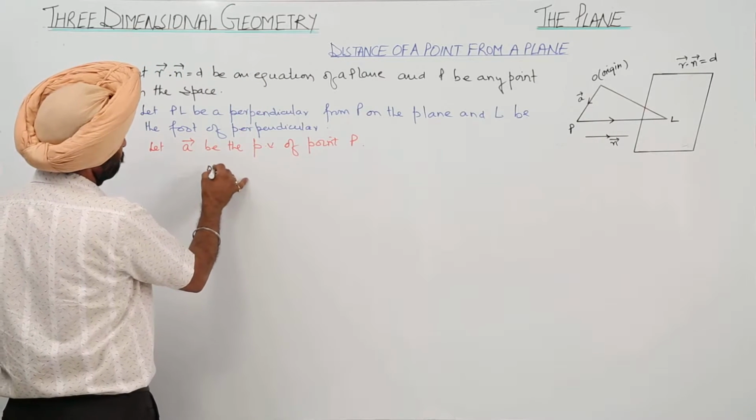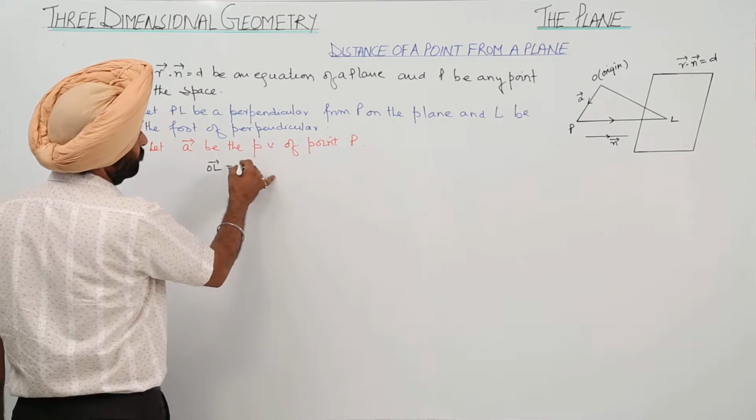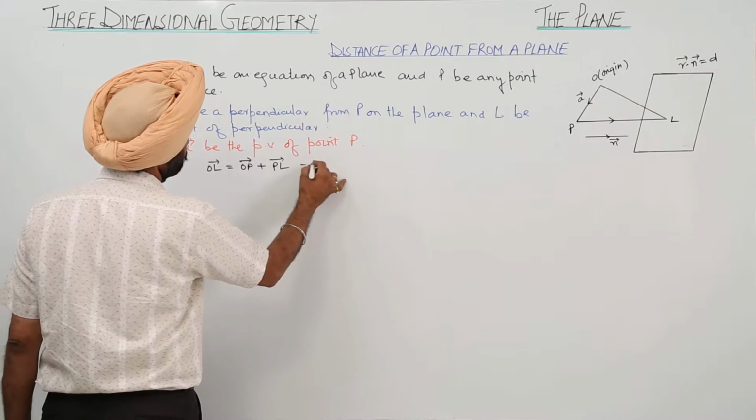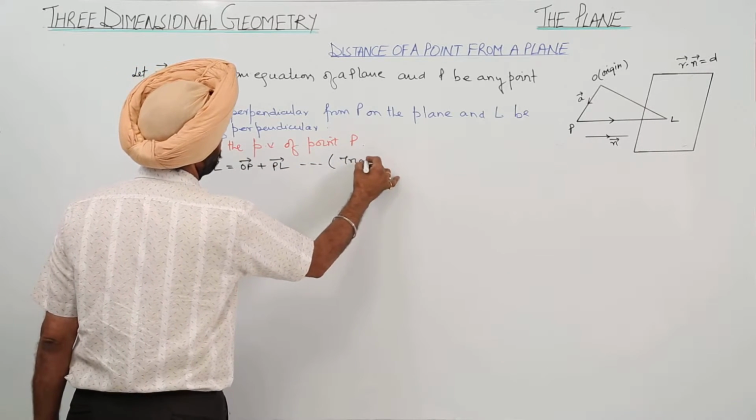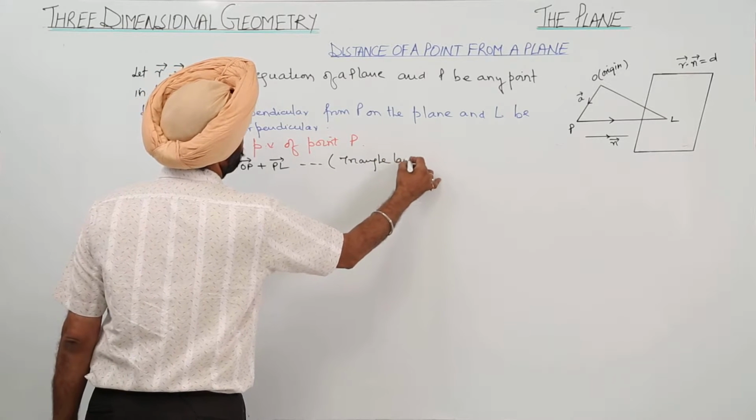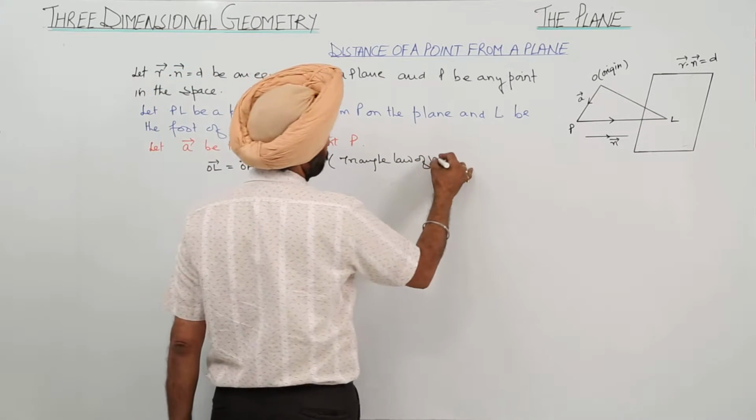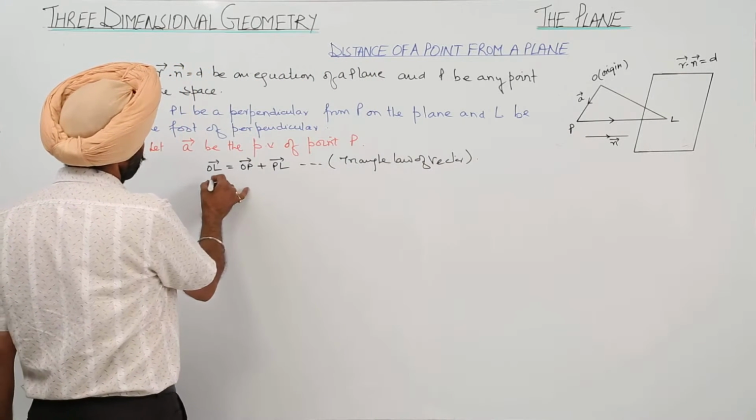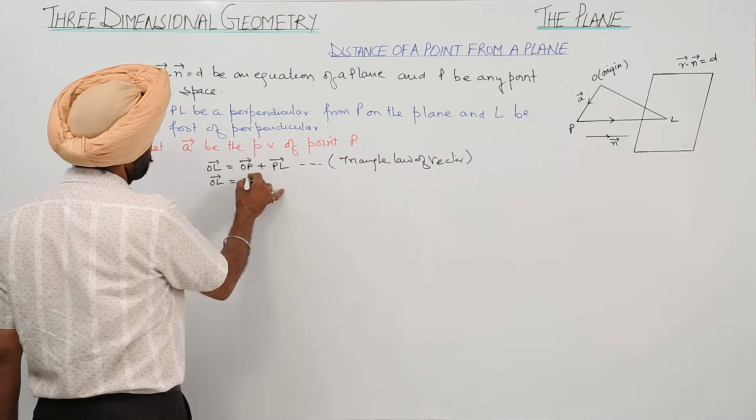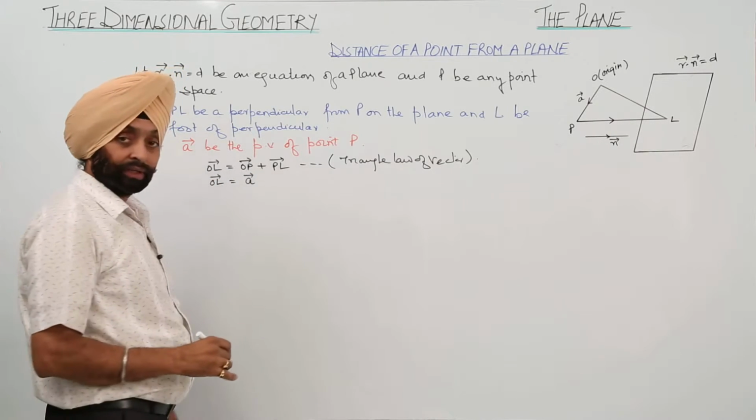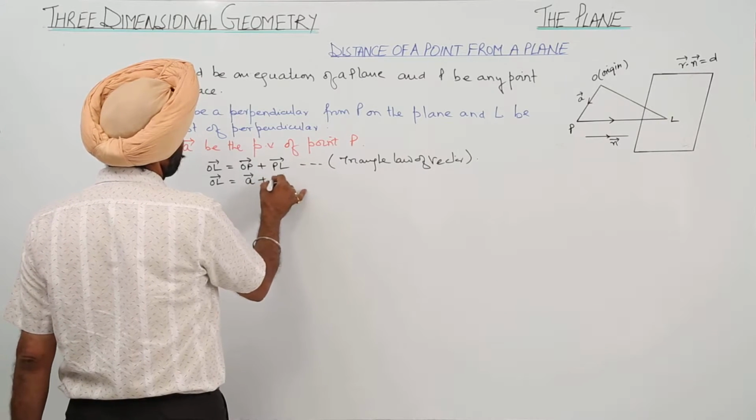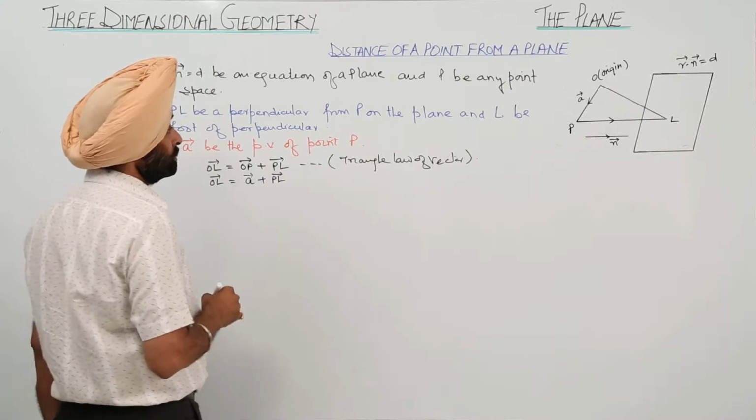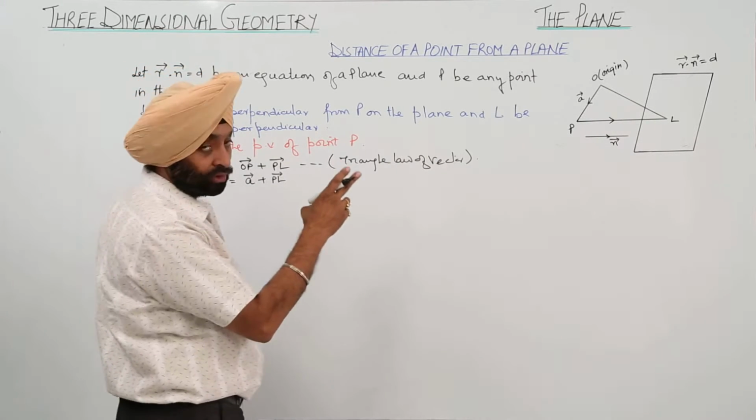Now, vector OL is equal to vector OP plus vector PL. Triangle law of a vector. Now we can write it vector OL is equal to position vector of OP, that is vector A plus vector PL.